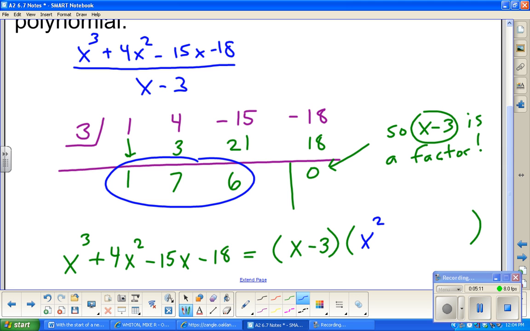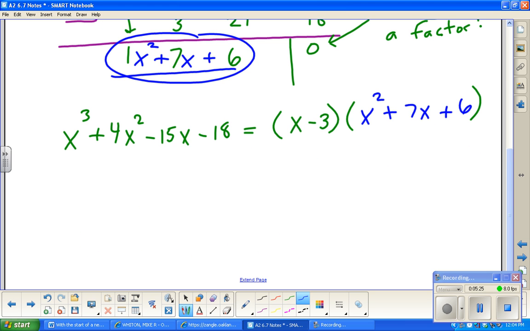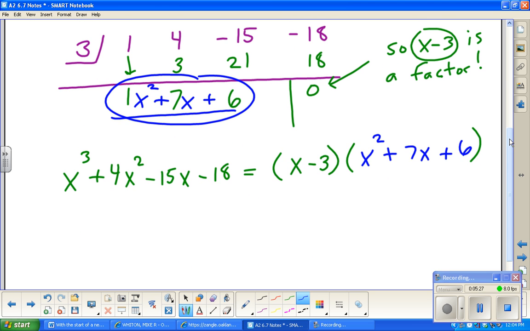Yeah, that's the other factor there. X squared. I'm taking the coefficients from here, right? Remember, I decreased the exponent by 1. It's x squared, then it's x. So we really took the big polynomial, we divided it by something, and we got the other factor. So the x minus 3 times this answer that we had equals the big one we started with. That's just what a division problem is, right?